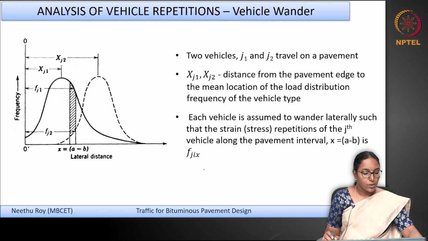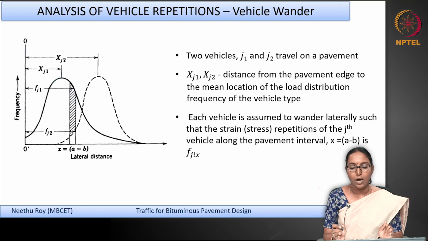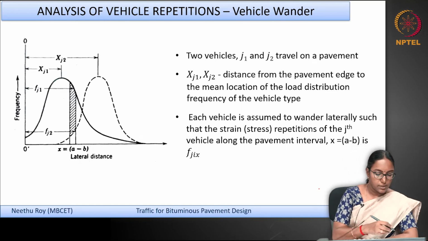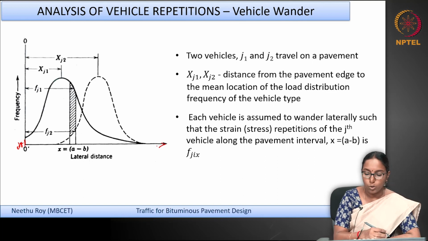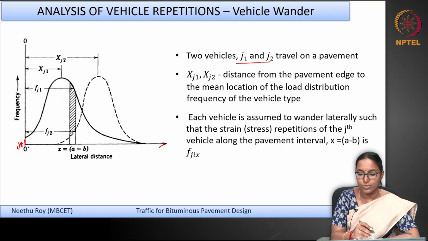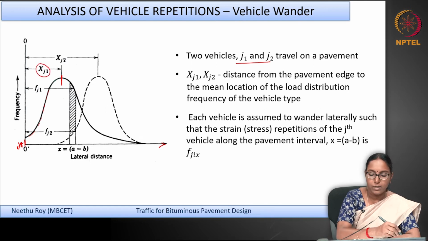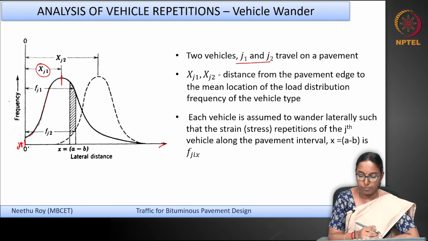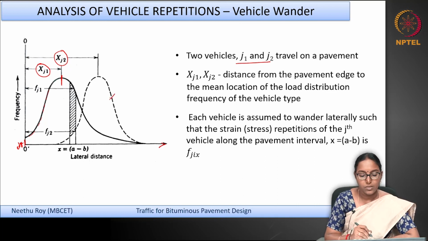Now let us discuss the passage of vehicles on a pavement system, or how vehicle repetitions and vehicle wander are to be considered. A plot is made here with the lateral distance from the edge of the pavement, and the frequency of load distribution of different classes of vehicles is plotted. Say, for example, we consider two vehicles J1 and J2 which travel on this pavement. The load distribution will form more or less a normal distribution, with the mean load distribution at a distance of xj1 from the edge of the pavement, and xj2 represents the mean location of the load distribution of the second class, or J2 class, of vehicle.